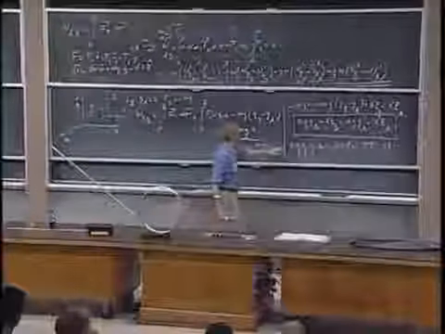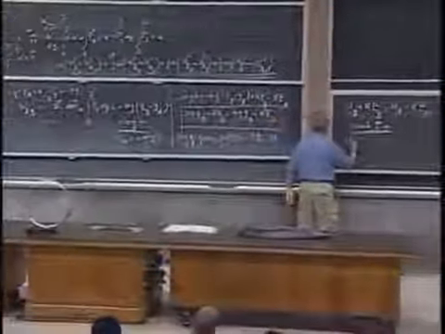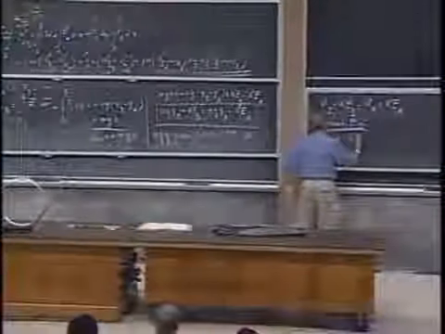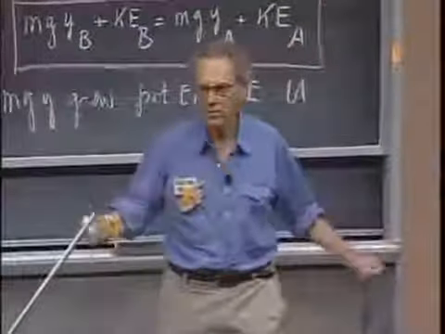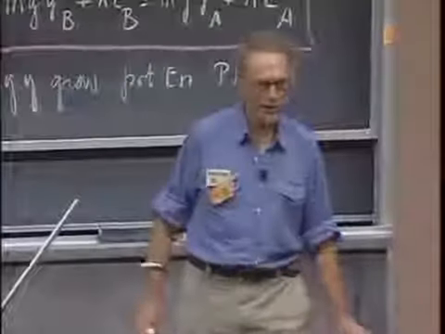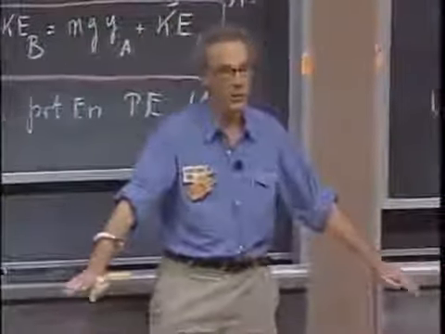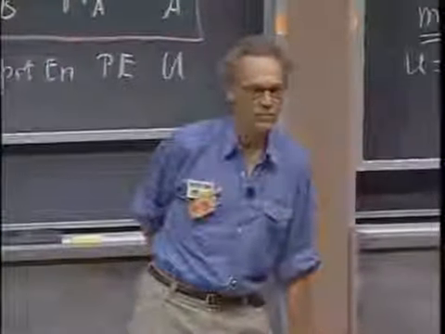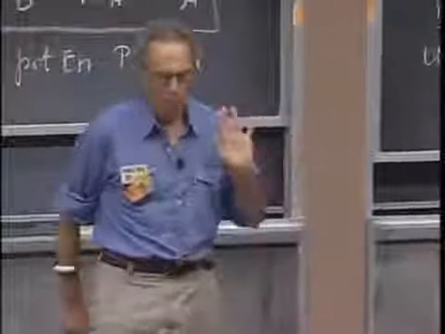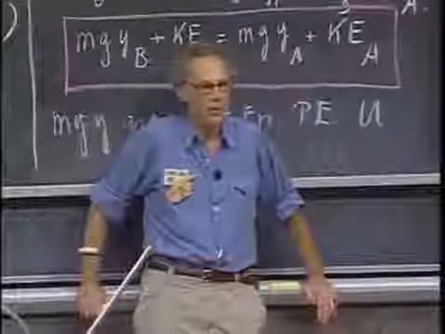You see, mgy is gravitational potential energy. So you would think that u is zero when y is zero. Not an unreasonable thing to think. But where is y zero? Is y zero at the surface of the Earth? Or is y zero at the floor of 26,100? Or is y zero here? Or is y zero the roof? Well, you are completely free to choose where you put u equals zero.